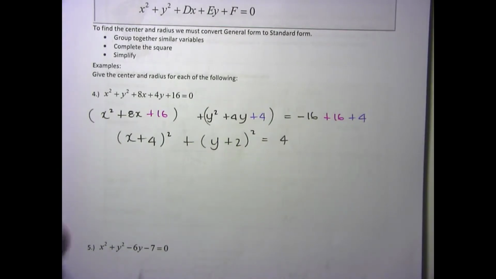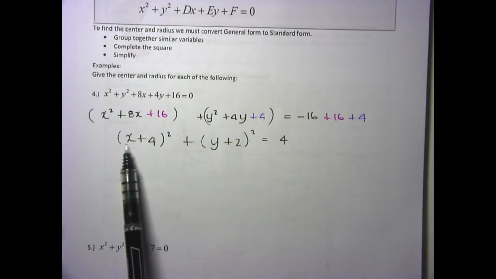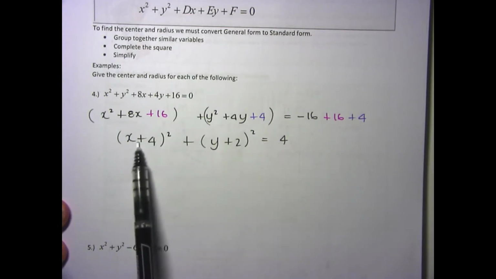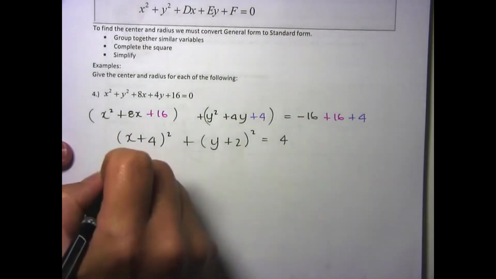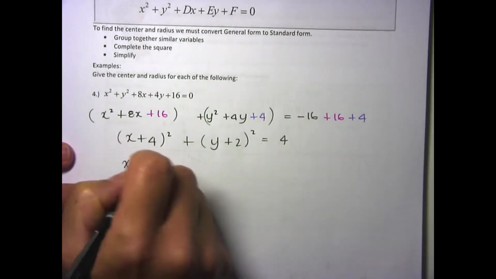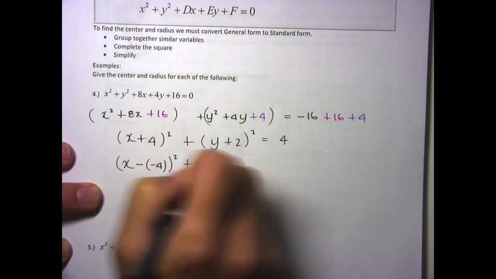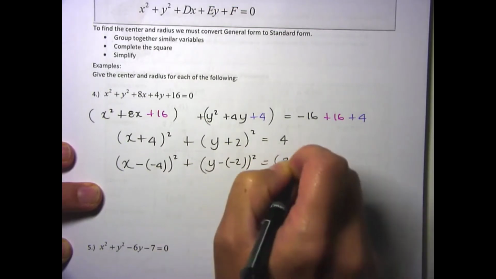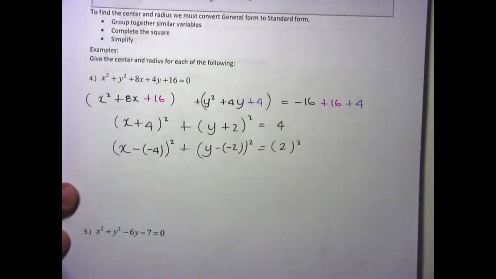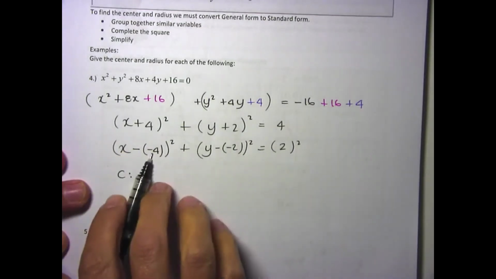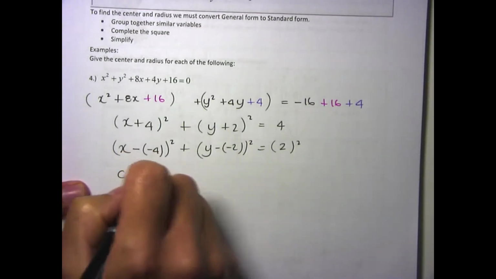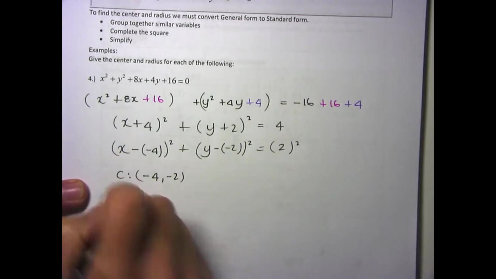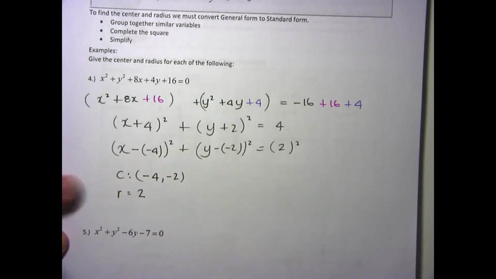One more thing though. For that standard equation, x minus h squared plus y minus k squared equal to r squared, I need a minus in here. So I'm going to write this as x minus negative 4 quantity squared plus y minus negative 2 quantity squared equals 2 quantity squared. So h, k here is represented by negative 4, negative 2, so that becomes the center of my circle, the point negative 4 comma negative 2, and then we can say the radius of the circle is equal to 2.